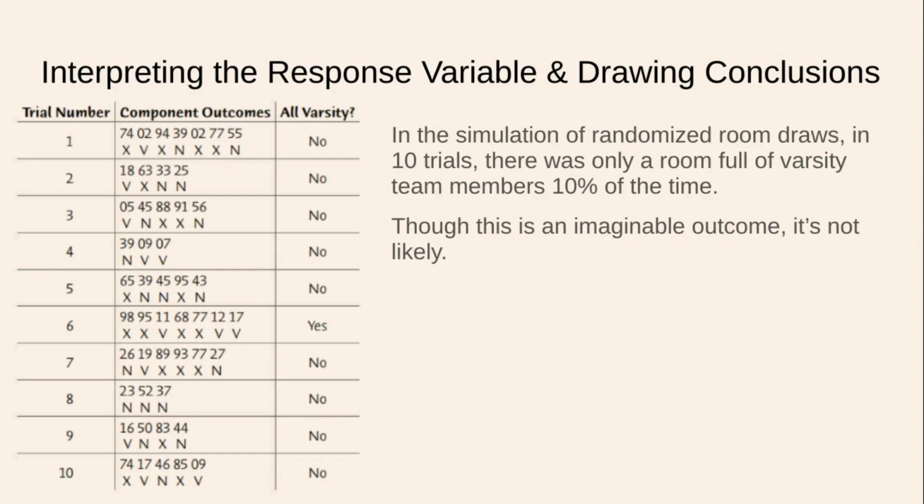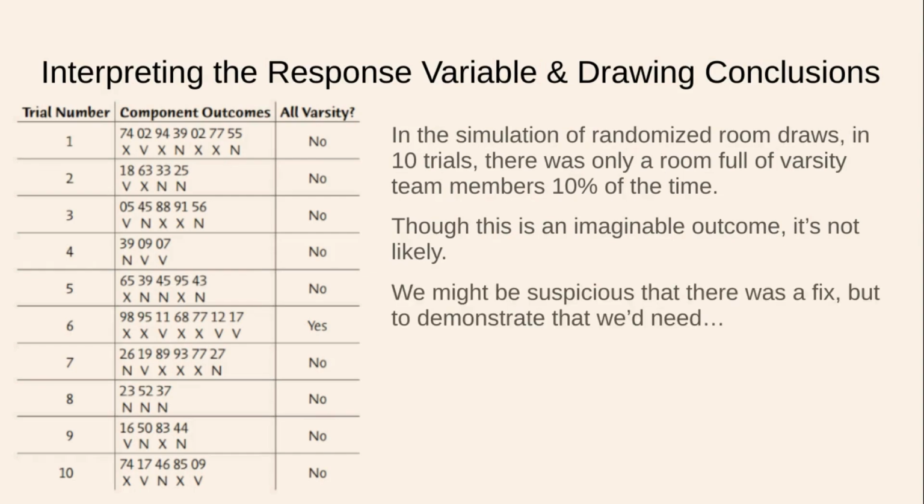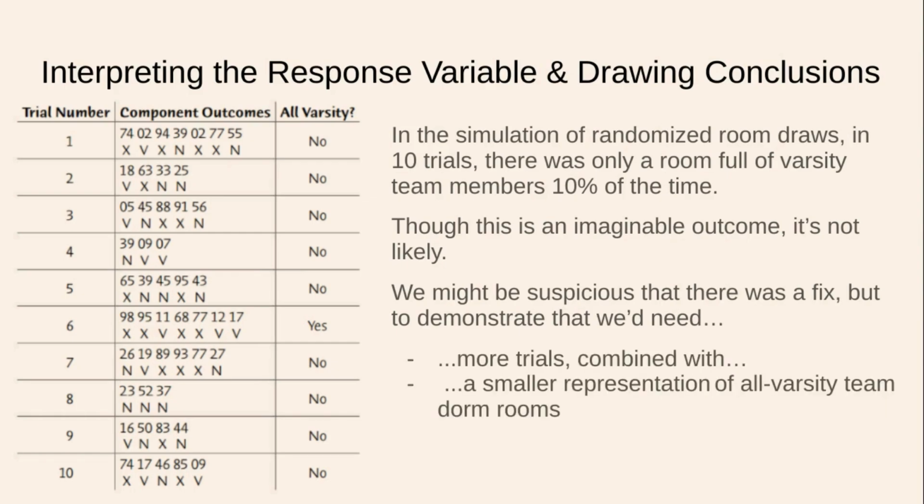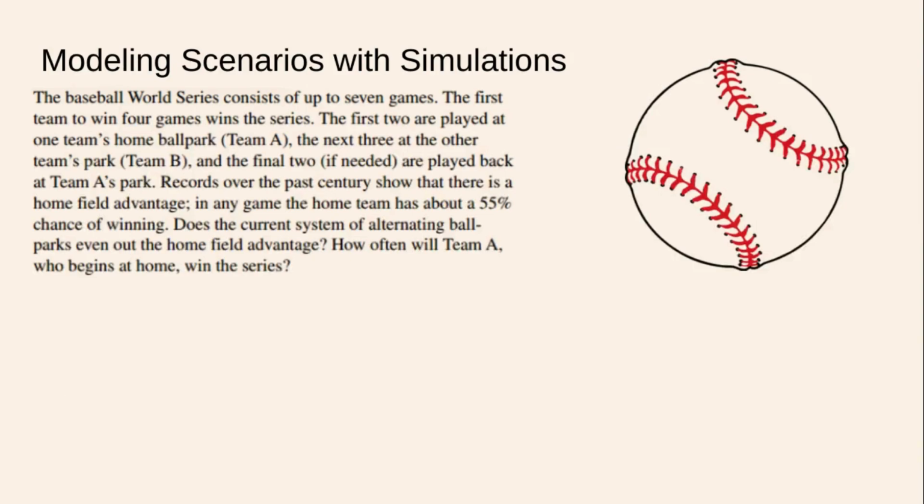Whether or not we can cry foul would rely on more trials combined with a smaller representation of all varsity team dorm rooms. All right, if we did more trials and we had an even smaller than 10% representation of all varsity team dorm rooms, then we would want to look into whether there was some shenanigans going on. Maybe there was a fix, but for now, I don't think there was a fix. I think the varsity players just got a little lucky on this one.